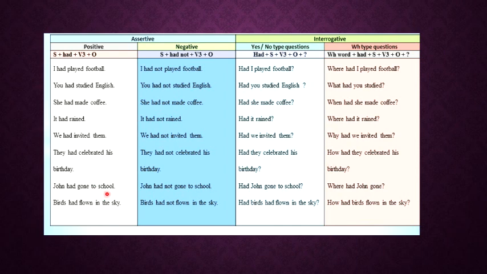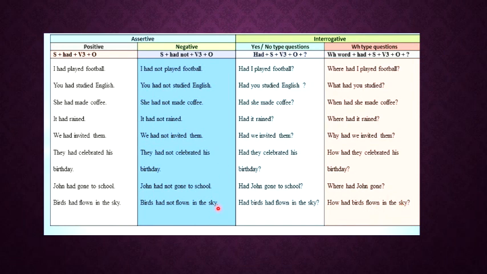John had gone to school. John had not gone to school. Had John gone to school? Where had John gone? Birds had flown in the sky. Birds had not flown in the sky. Had birds flown in the sky? This had should not be there. How had birds flown in the sky?